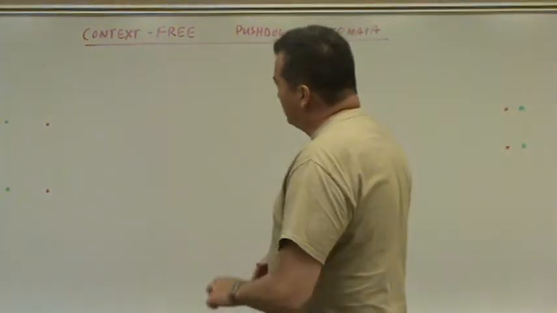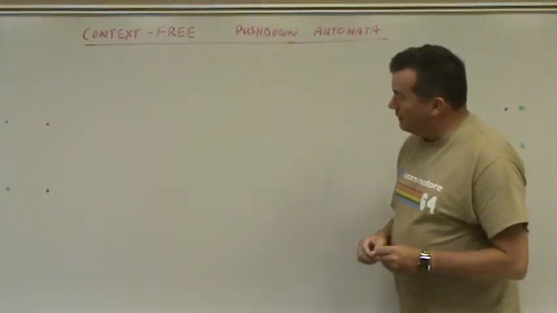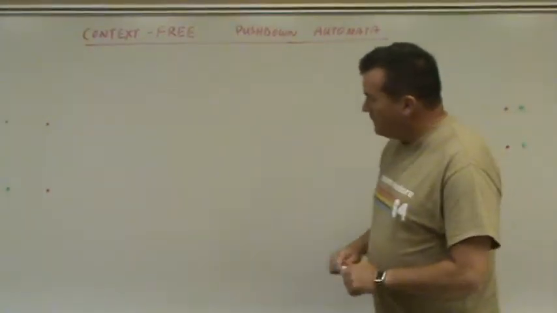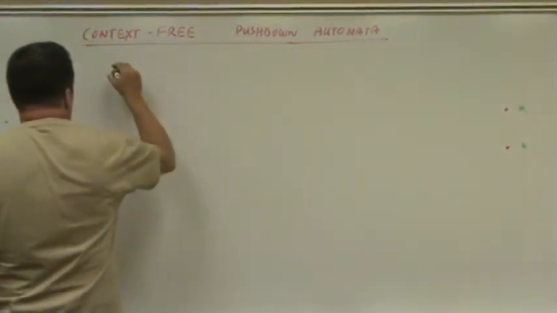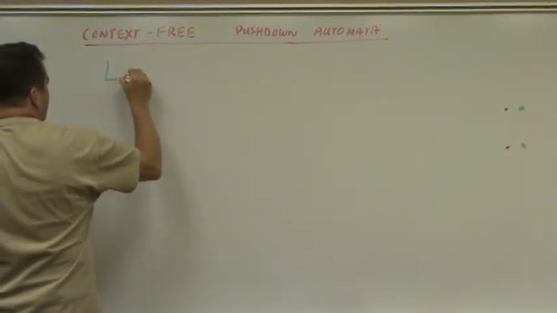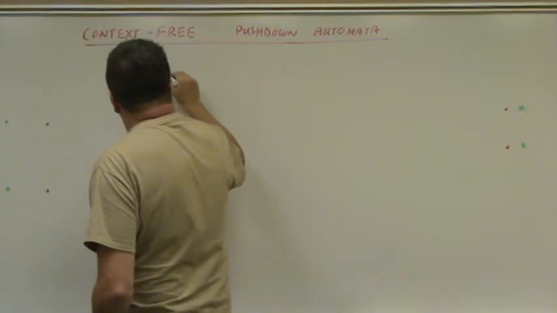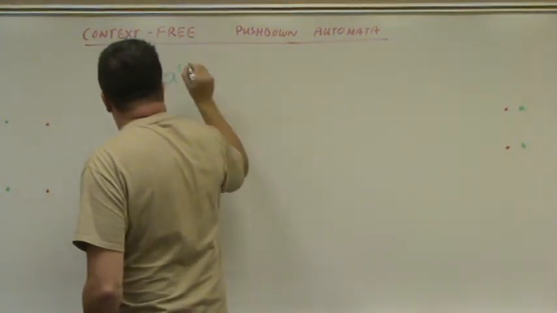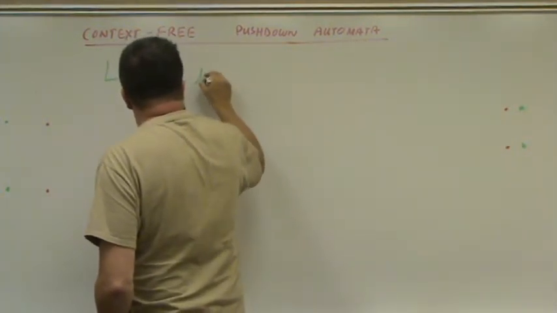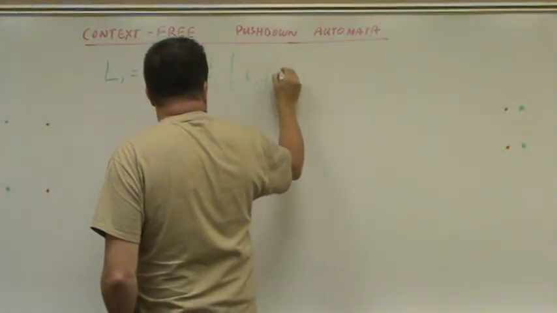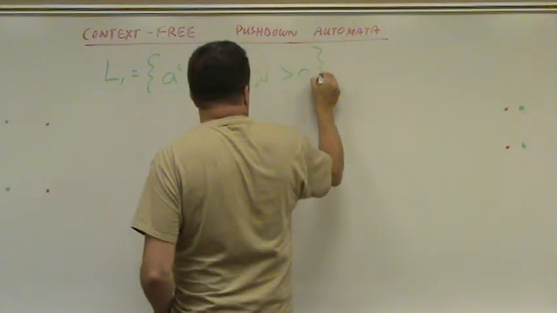So just the next step in our discussion about languages is, maybe it would be good just to review what we went over last time. If we had a language, like a bunch of A's and then a bunch of B's, and we said I and J are integers that are greater than 0.